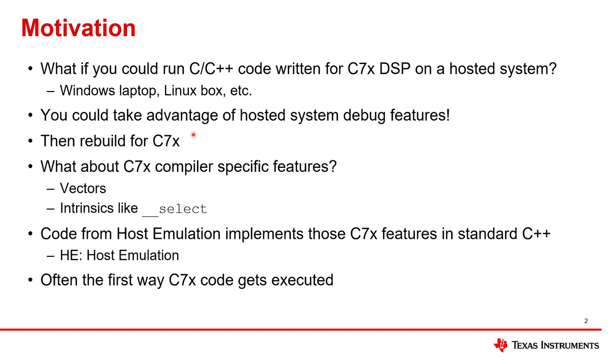What about the C7000 compiler specific features, like vectors, intrinsics like select and so on? What about those? What happens? Well, code from host emulation implements those C7X features in standard C++. Throughout this presentation, the abbreviation HE stands for host emulation. So host emulation is often the first way C7X code gets executed.